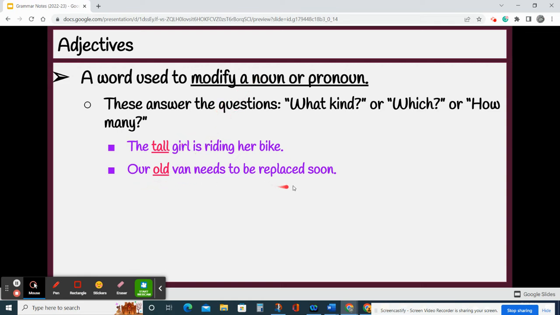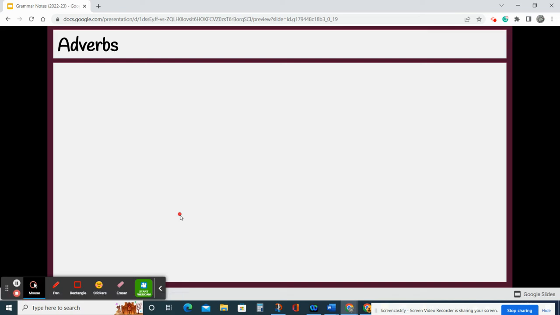Our old van needs to be replaced soon. Again, you could verify that this word is an adjective by asking ourselves one of these questions. Does it qualify this requirement here? If it does, yeah, you have an adjective. But another way you could check it out, old, is it describing the following word, which is a noun? Van is a noun, yes. Old describes the age of the noun. So yeah, old is our adjective. That sounds easy enough, right? But wait, it can get tricky. For some people, not everyone.